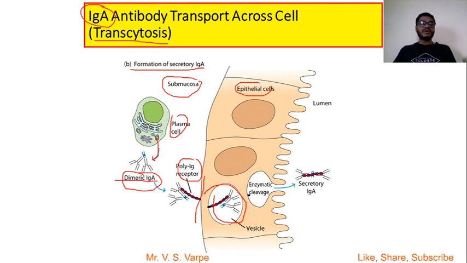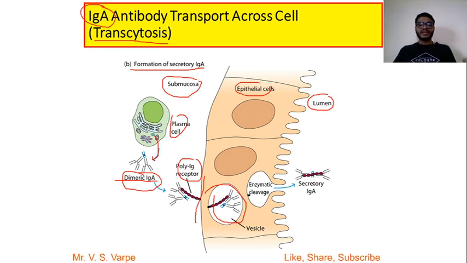The complex is called the dimeric IgA and poly Ig receptor complex. Okay, and these vesicles carry the complexes out to the lumen. And this one is the secretory IgA structure. This whole process is known as transcytosis.